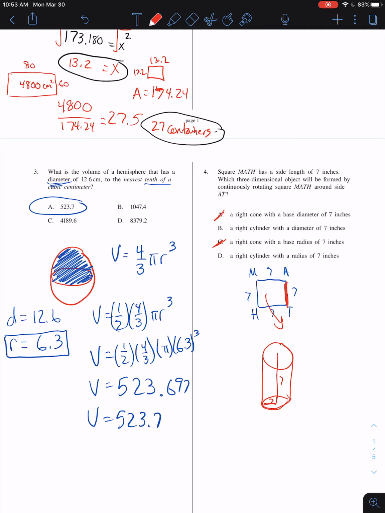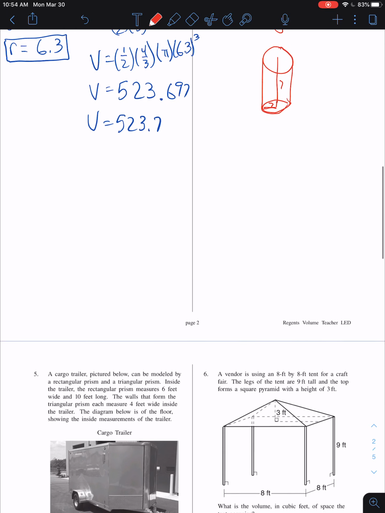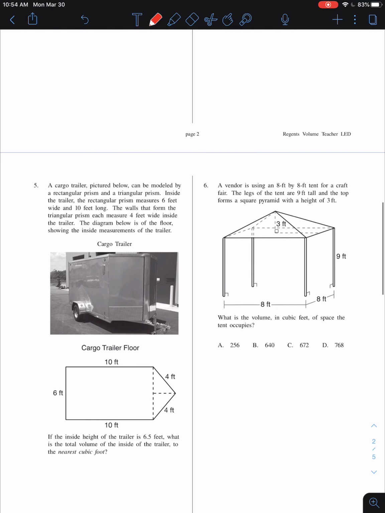Now the question is, is the diameter going to be 7 or is the radius going to be 7? Because we're rotating around, ultimately we'll end up with another 7 over here. Our diameter would be 14, so our radius is going to be 7, choice D. You really got to draw these pictures out if you want to know what's going on. I know I said it in class all the time, but if you're not drawing these pictures, there's no way you're going to be able to get this.